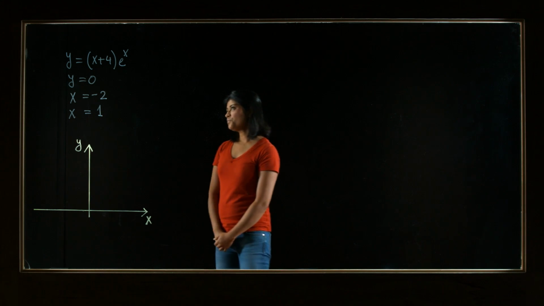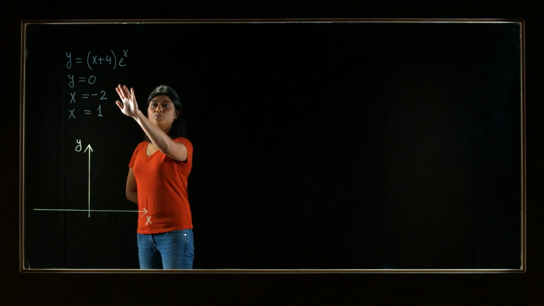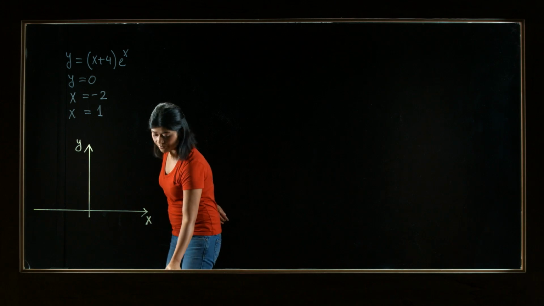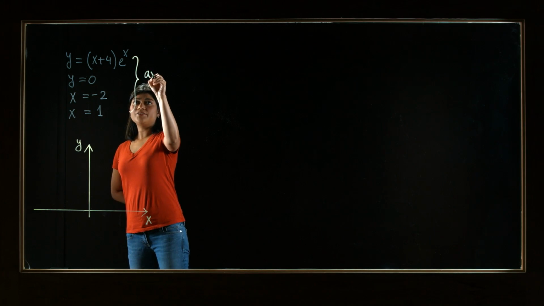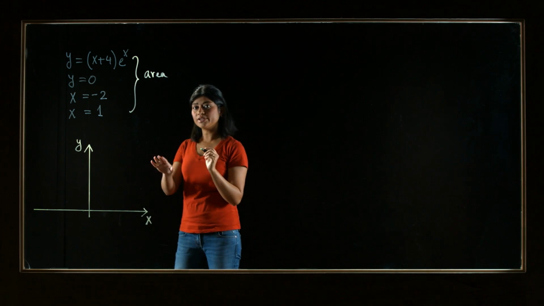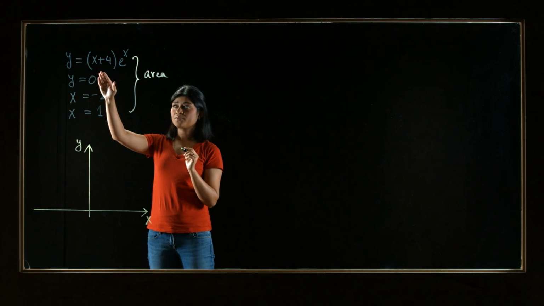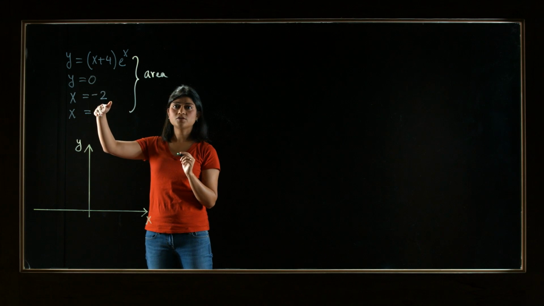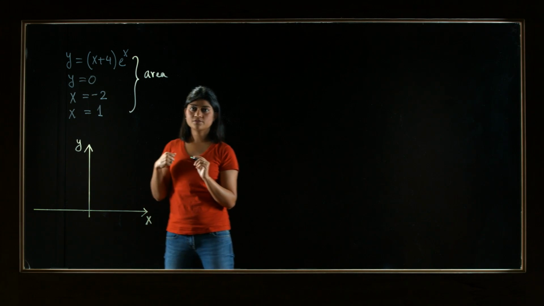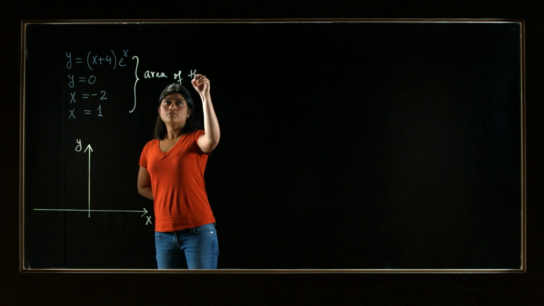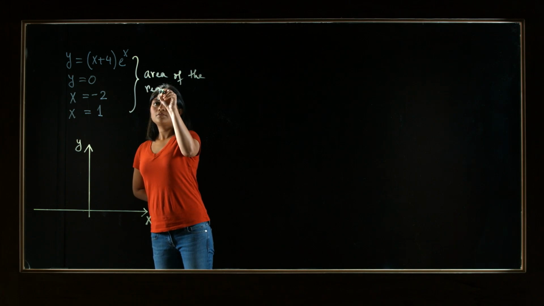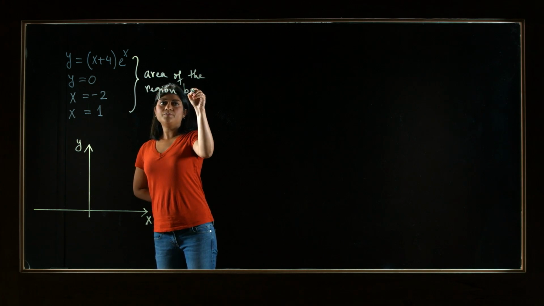In this problem, we have these four equations and we have to find the area. We have to find the area that is bounded by the graph of these four equations. So, area of the region bounded by them.